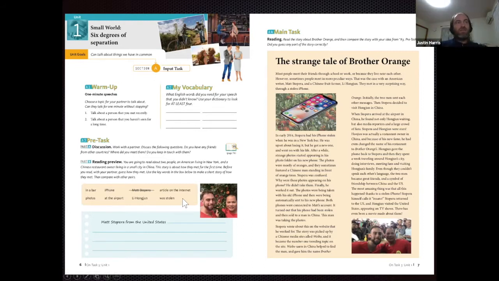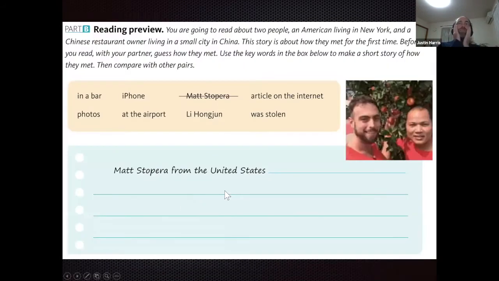But then we go straight to the input task. And this input task is about Brother Orange. Now, everybody's got their video off mostly, but maybe you can use that little thumbs up thing. Has anybody heard of Brother Orange in this group? Mickey's heard of it. And we've got some crosses. The publisher has heard of it. Steve's heard of it. Okay, not many people, which is good. I was hoping that most people wouldn't know.